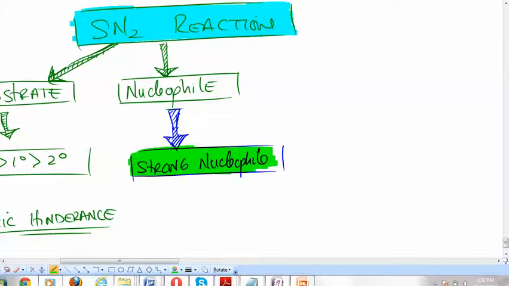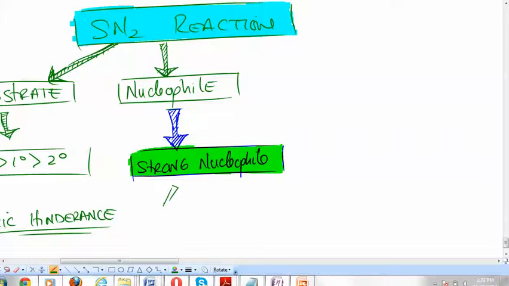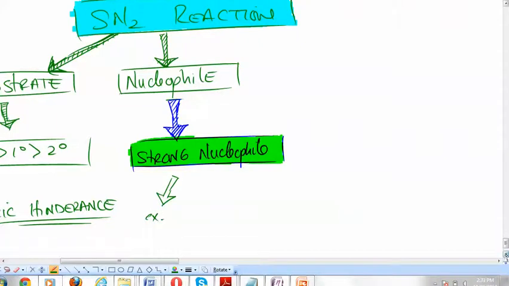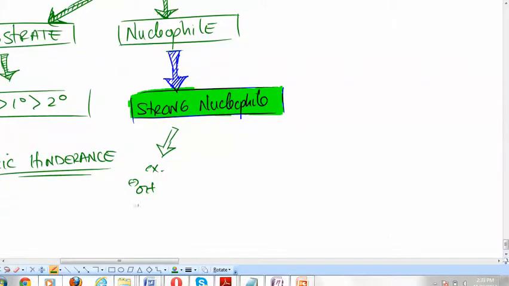So the first thing we're realizing here is that SN2 prefers substrates that don't have a lot of steric hindrance on them. Then SN2 prefers nucleophiles that are strong nucleophiles. And just to give you a couple of examples, hydroxide would be one. Any OR group that's not sterically hindered.